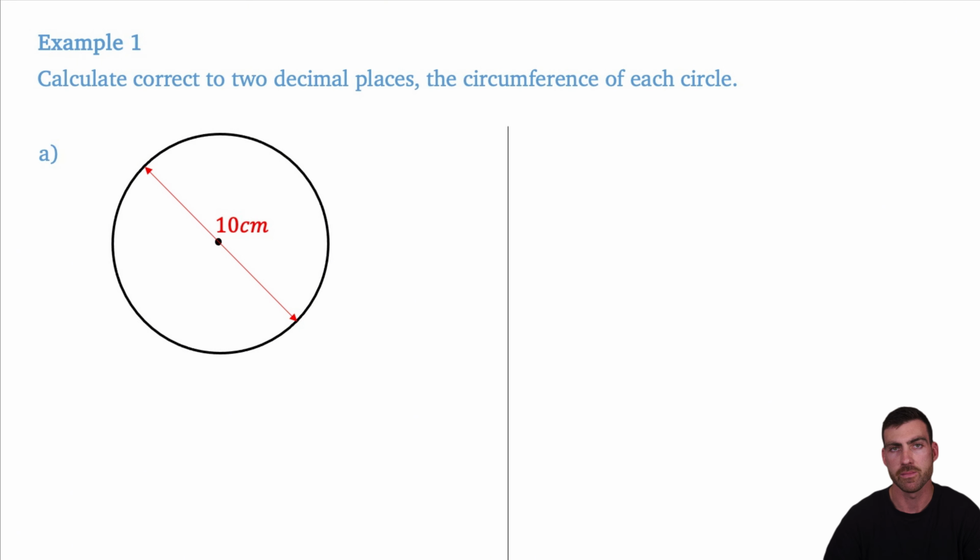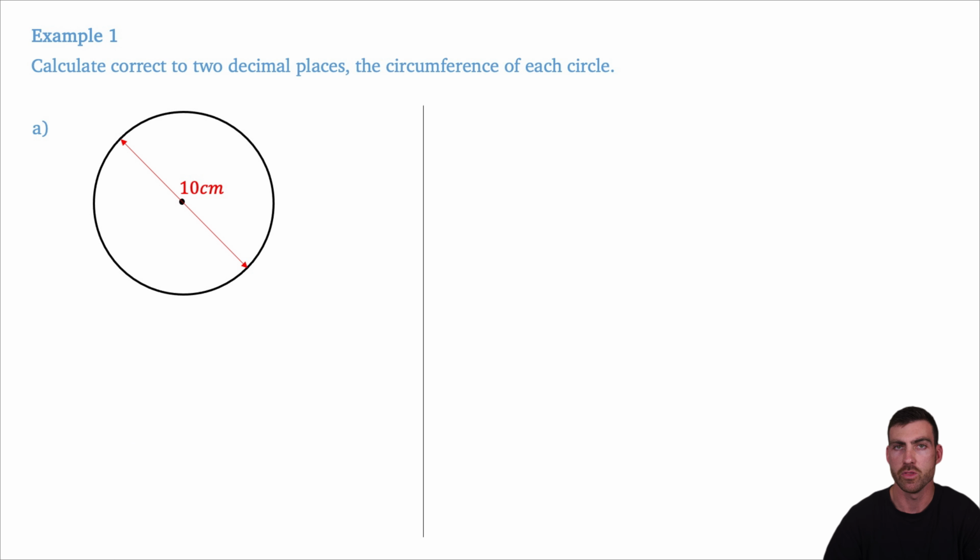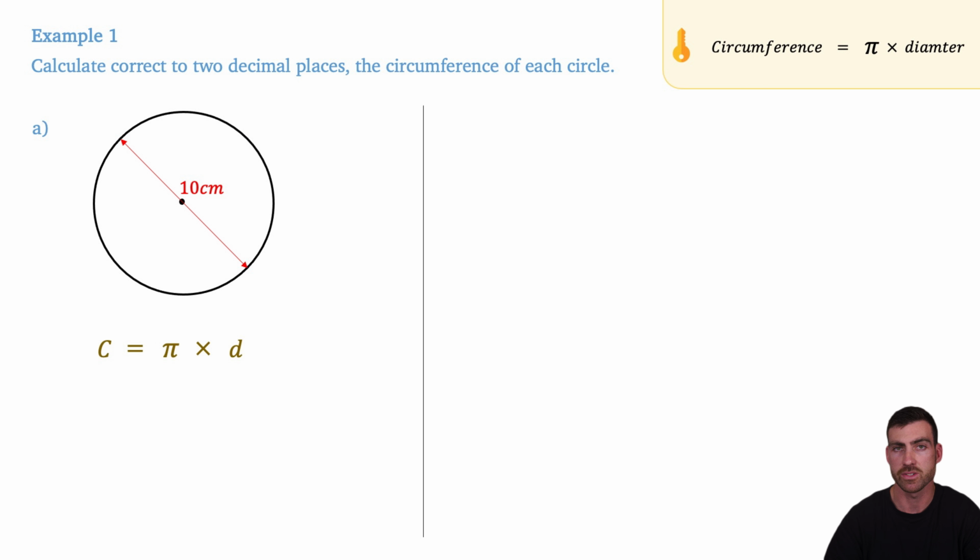In example A, when we look at the diagram, the very first thing we check is, are we given the diameter or the radius? Here we clearly are given the diameter, so that immediately tells us to use the formula circumference equals pi times the diameter. We write the formula down first every single time.